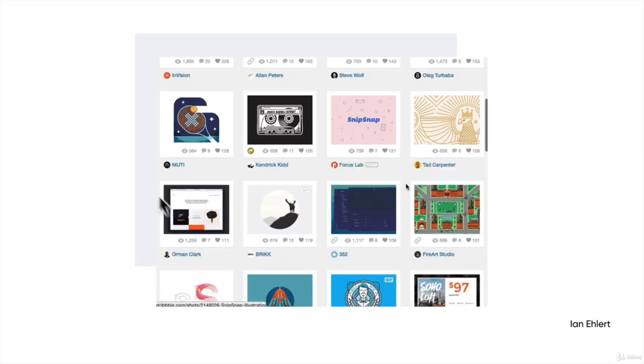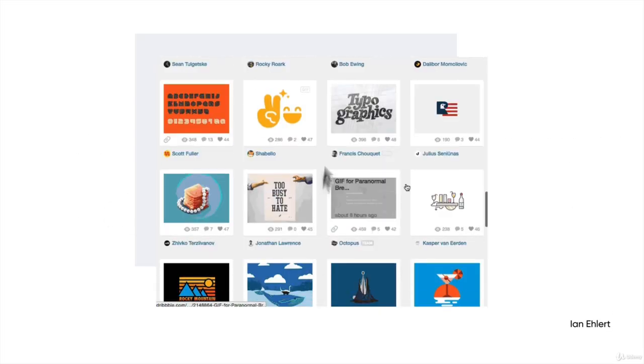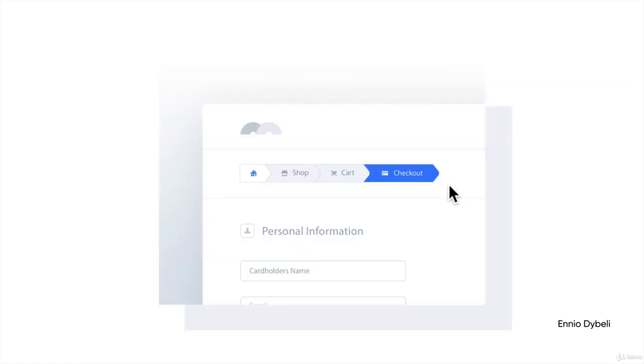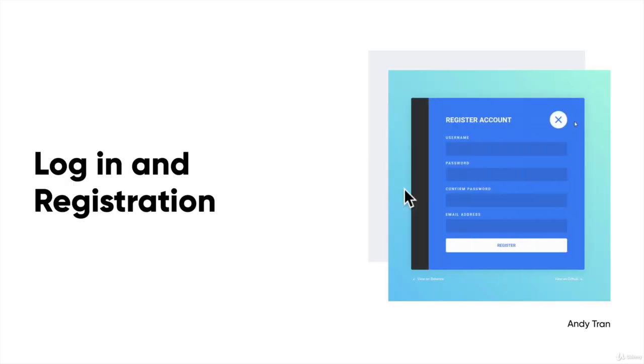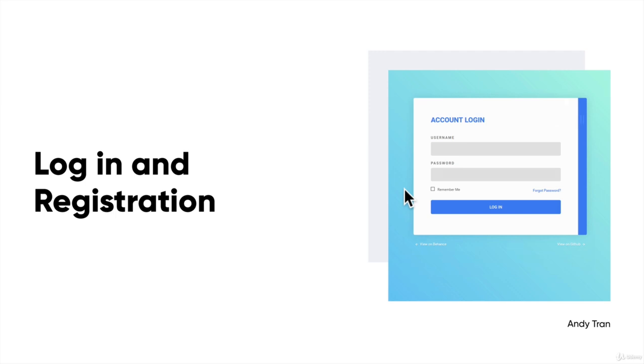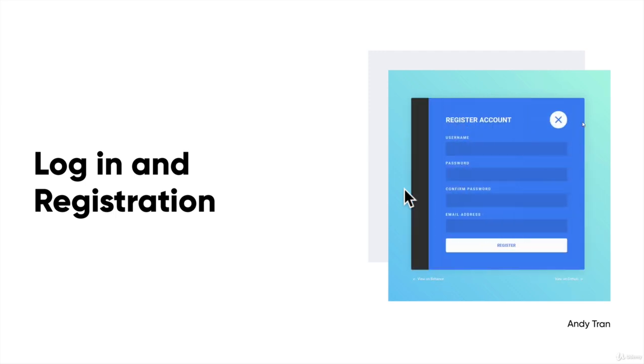That can mean infinite scrolls that just keep loading. That can mean also breadcrumbs. And these are a few examples of design patterns that we're all kind of familiar with. Now, if you're designing a new product, you'll want to figure out the easiest way that users can interact with it. So let's think of something that we always do, login and registration.